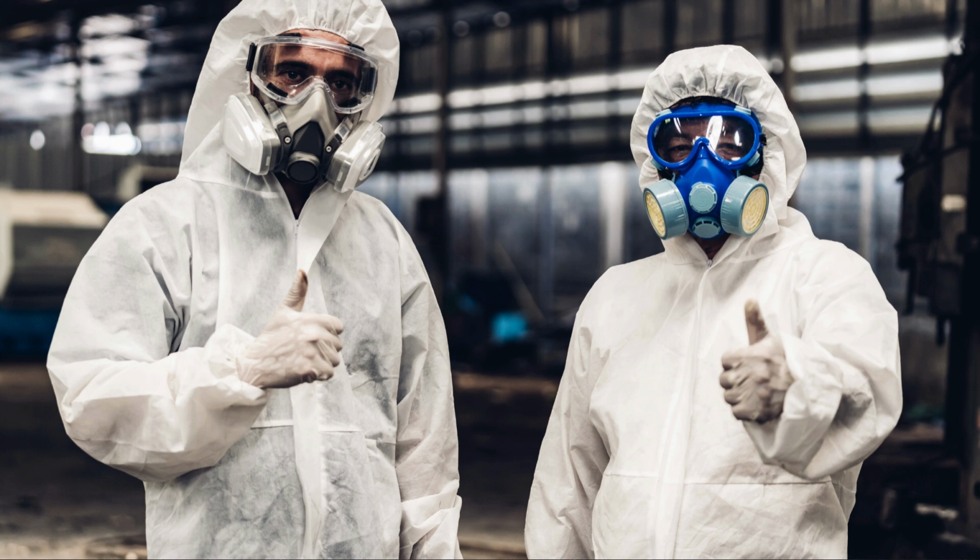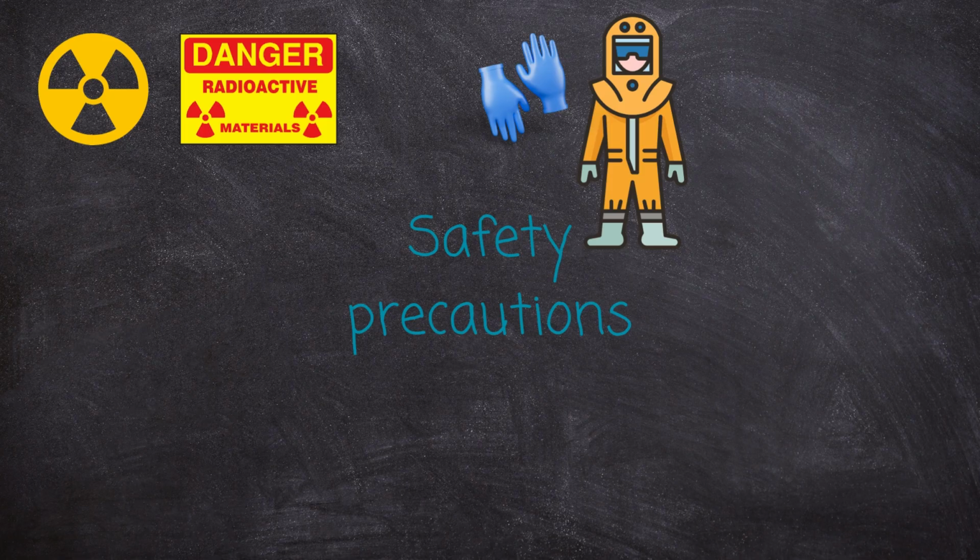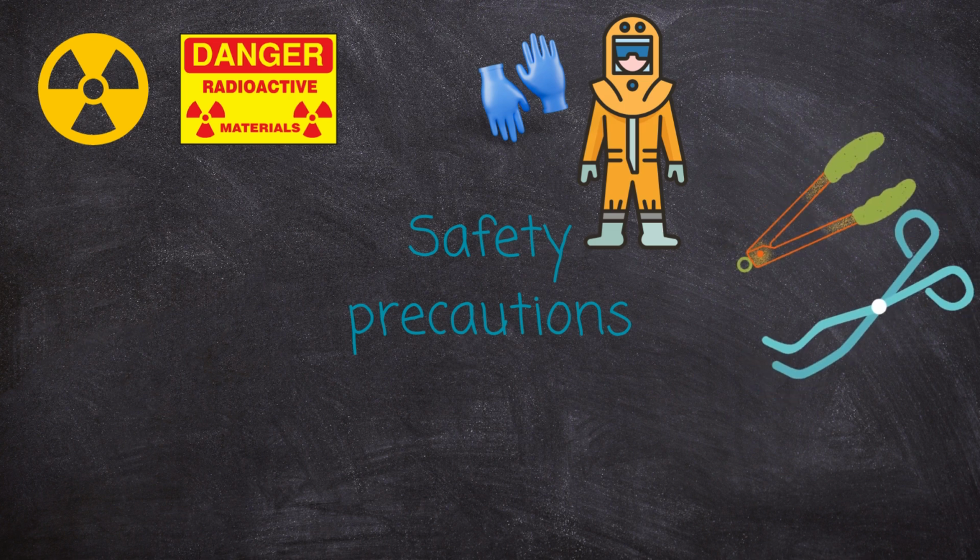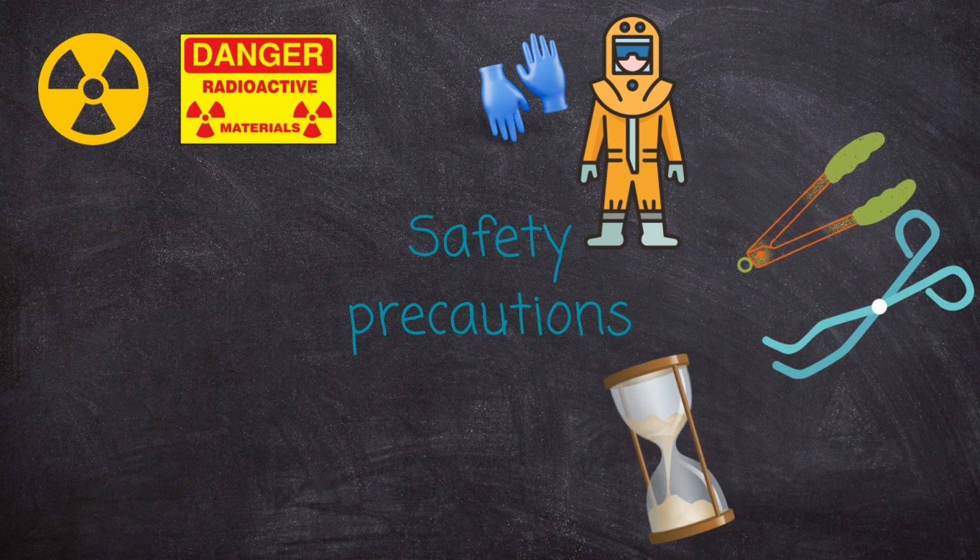A hazmat suit is a full-body, impermeable suit that reduces exposure to radiation. However, these suits do not protect against exposure to gamma rays. Even when wearing protective clothing, you should still keep as far away as possible from radioactive material by using tools, such as tongs. Do not work with radioactive material for long periods of time. Exposure time must be kept as short as possible.